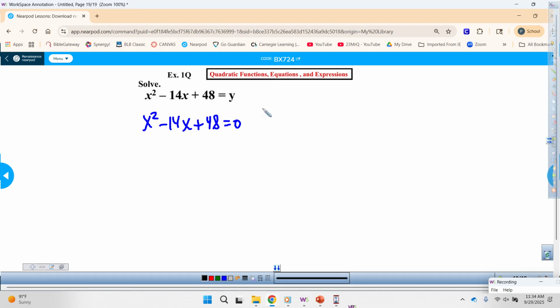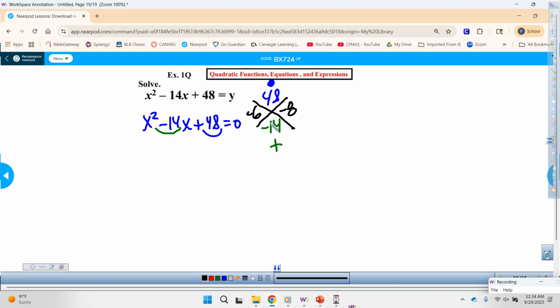What do I do next? What number goes on top, everyone? 48. What number goes underneath? Negative 14. So question, what two numbers multiplied give me 48 and when you add them give us negative 14? Think about it. I heard negative 6 and negative 8. Let's see, what is negative 6 times negative 8? Positive 48.